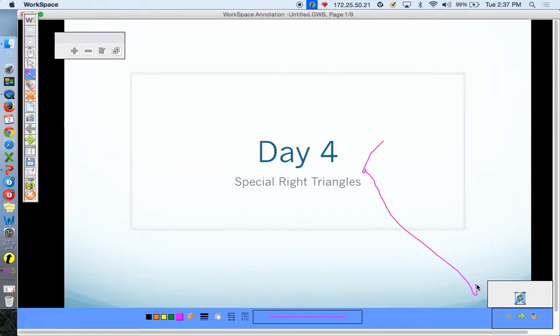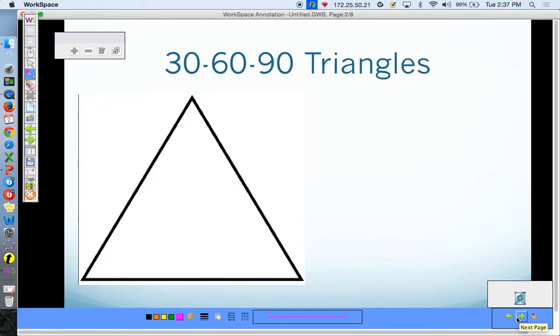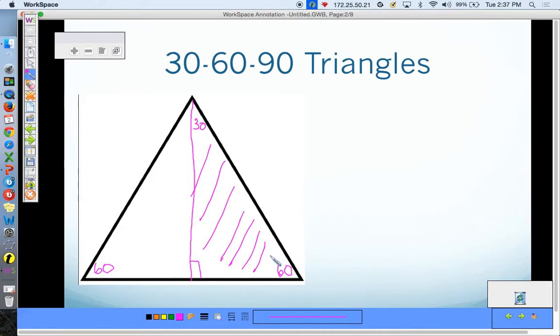Let's look at special right triangles. First we're going to start with this equilateral triangle, and we're going to cut it right down the middle. Our corners we know are 60, and cutting it turns one into 30. We're going to focus on this half of it, this 30, 60, 90.